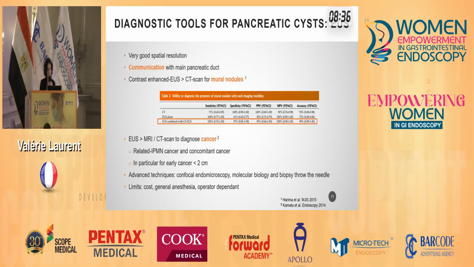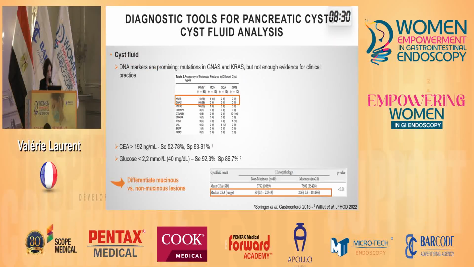If necessary, thanks to the EUS, we can perform a biopsy to take some cyst fluid and perform measurements. DNA markers are promising but not available for clinical practice, whereas we can test CEA and glucose, and the measurement allows you to differentiate mucinous from non-mucinous lesions.